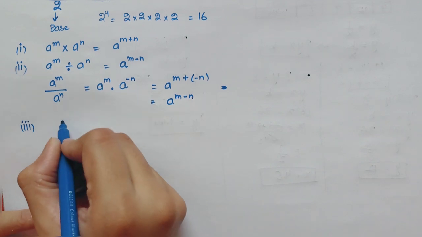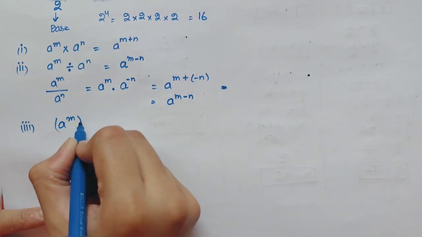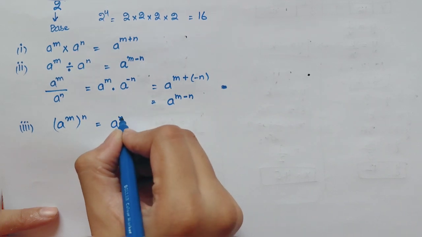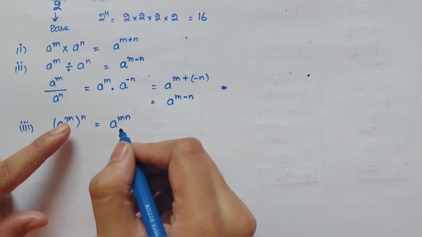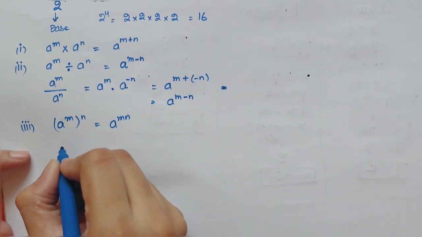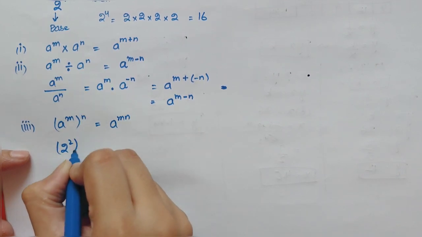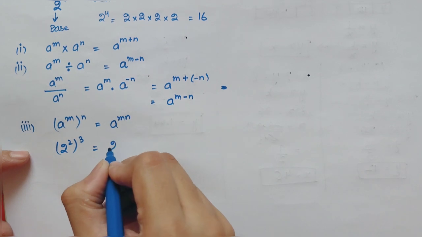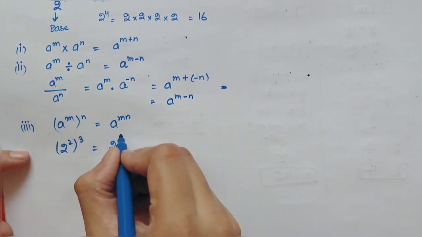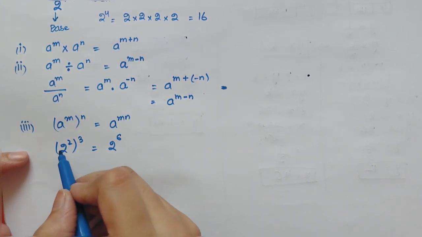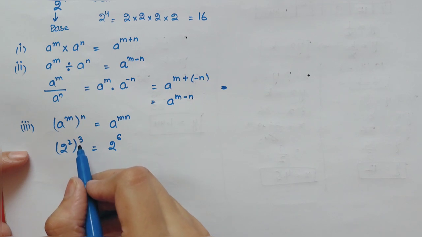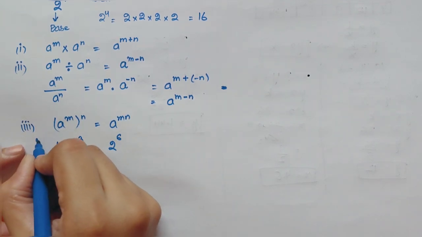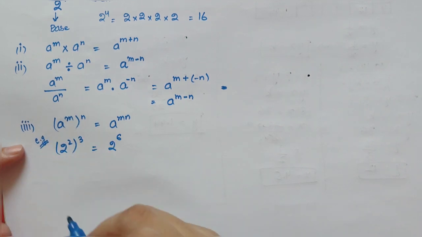Our third law is a power m, bracket whole power n. You will write it as a power mn. It means you have to multiply both powers. For example, if I write 2 power 2 and on the whole there is power 3, you can write it as 2 into 3, 2 3s are 6. 2 power 2 and whole bracket power 3 becomes 2 power 6. This is your example of this law.